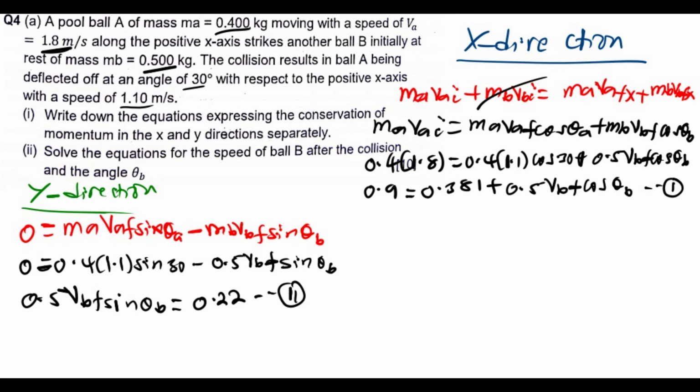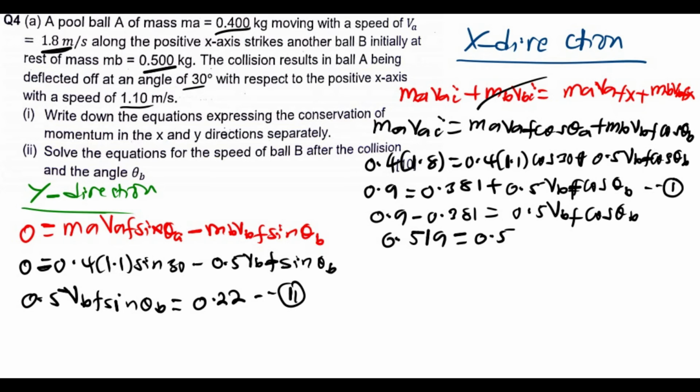Now let's see. I think the first thing we can do is shift this to go to the other side. So I can say 0.9 minus 0.381 will be equal to 0.5 VB final cos theta B. At this point, I can clearly see that it's going to be 0.9 minus 0.381, that is 0.59, is equal to 0.5 VB final cos theta B.